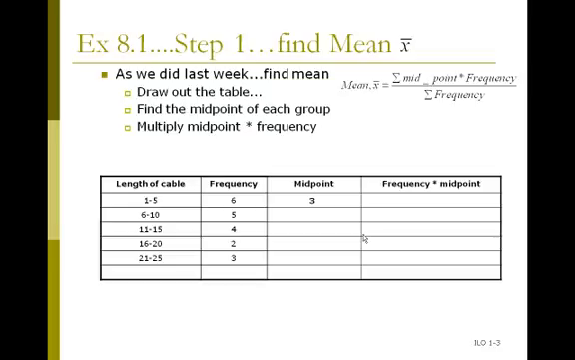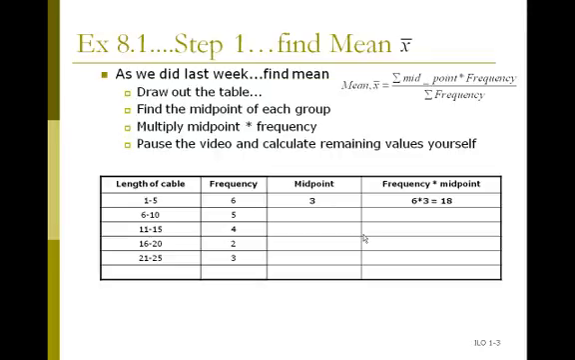Now, to complete the final column, you multiply the midpoint times the frequency. So in this first case, it's 6 multiplied by 3, which gives you 18. So pause the video now for a few minutes and calculate the remaining values in the table yourself.